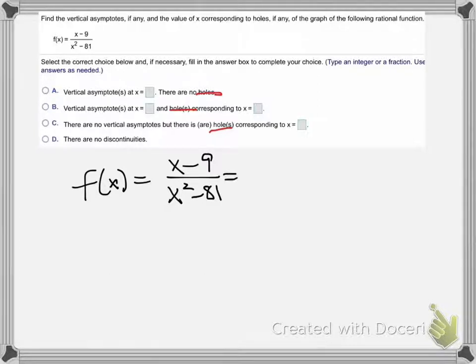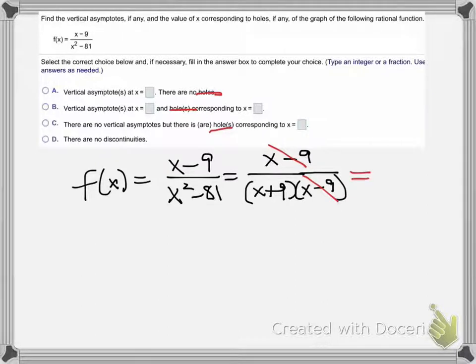And notice if I go to factor that denominator, it's going to factor into a difference of two squares, x plus 9, x minus 9, with x minus 9 still in the numerator. So I can write this in its simplified form. If I cancel those two common factors, x minus 9, this gives me a simplified version, 1 over x plus 9.